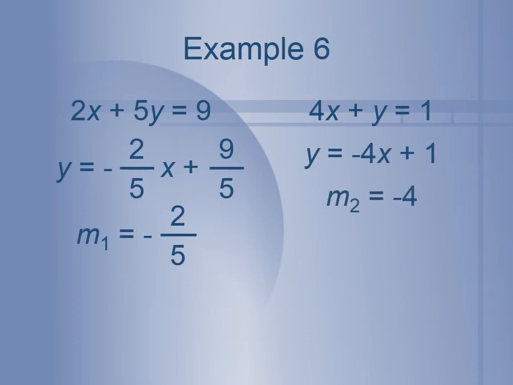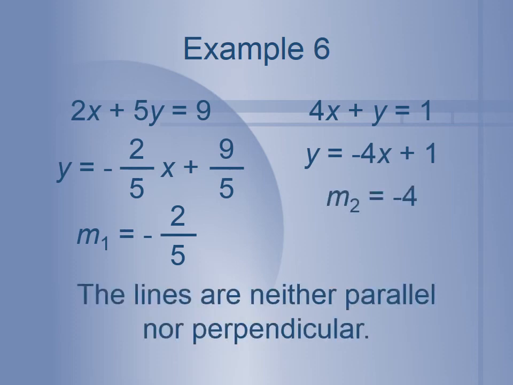All right, here we go. Here's a new example. So this one, we have two equations, 2x plus 5y equals 9 and 4x plus y equals 1. So you put both of those into slope-intercept form. The first one is y equals negative 2/5 x plus 9/5, which means that the slope was negative 2/5. The second equation, when you put it into slope-intercept form, is y equals negative 4x plus 1, which means the slope is negative 4 for the second one.